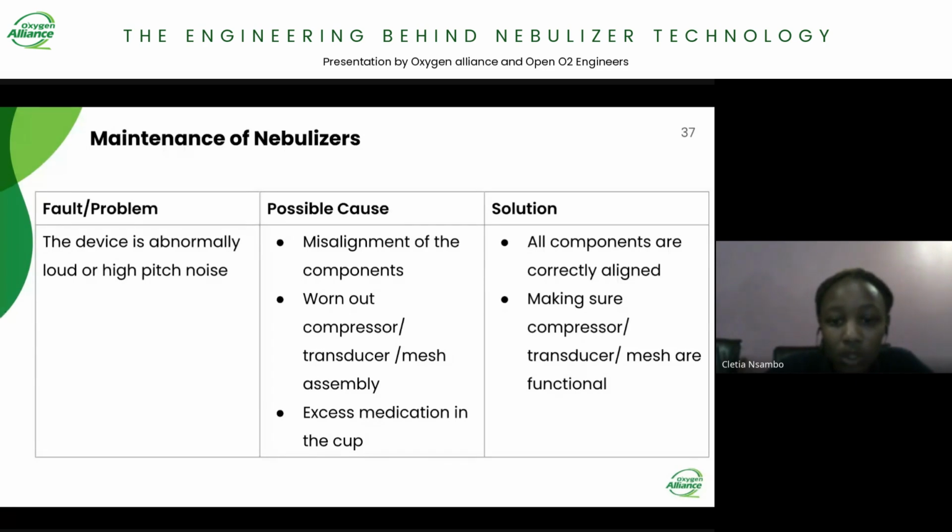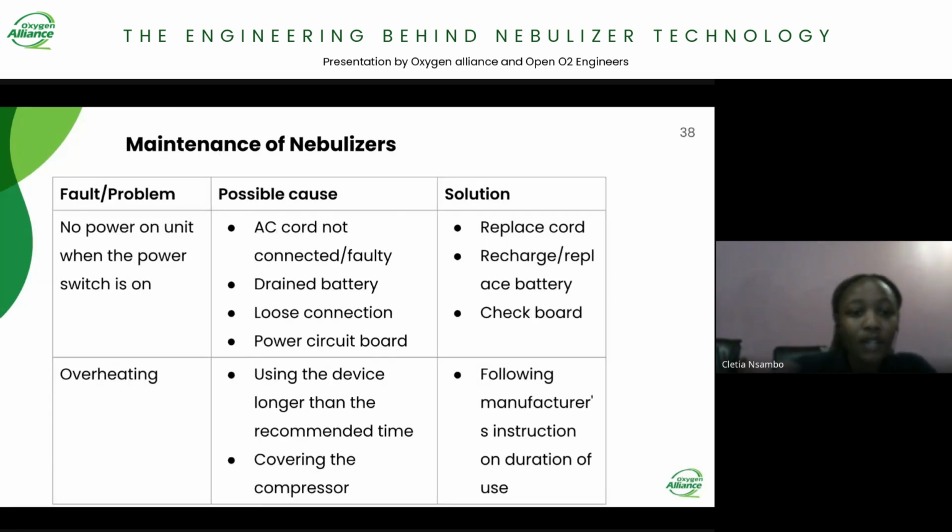The next fault that we'll look at is that you might have no power on your unit when the power is switched on. For AC power, you might have electricity coming from your socket, but not reaching your nebulizer, so it is not switching on. This might be because your AC cord is not connected or it's faulty. So you just need to cross-check and troubleshoot where your power is breaking. You may just need to replace your cord if it's faulty.